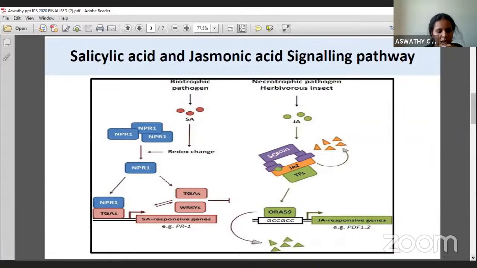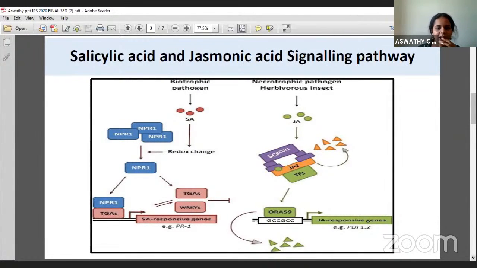During biotic invasion, salicylic acid gets upregulated in the plants. It will combine with NPR3 and 4, and during that time NPR1 gets released from NPR3 and 4. NPR1 is a key regulator for salicylic acid responsive genes. The free NPR1 will combine with other transcription factors, and it causes the synthesis of salicylic acid responsive genes like PR1. So the key regulator of the salicylic acid pathway is NPR1.